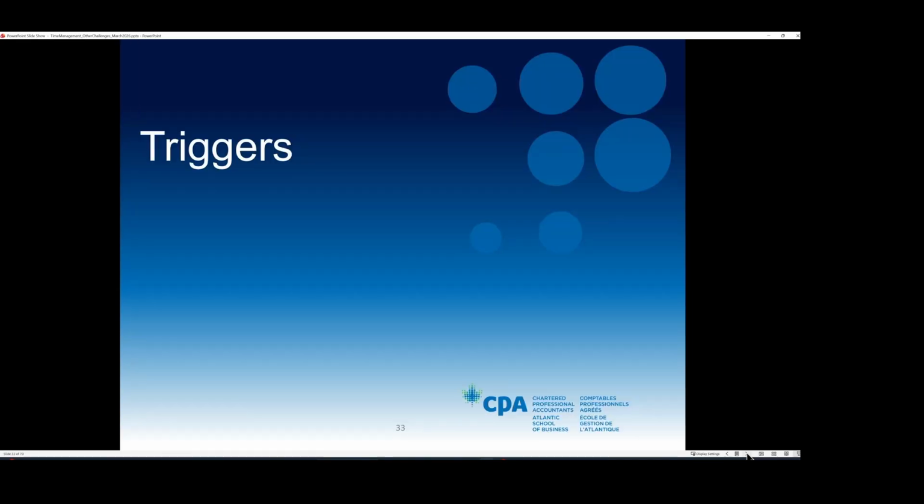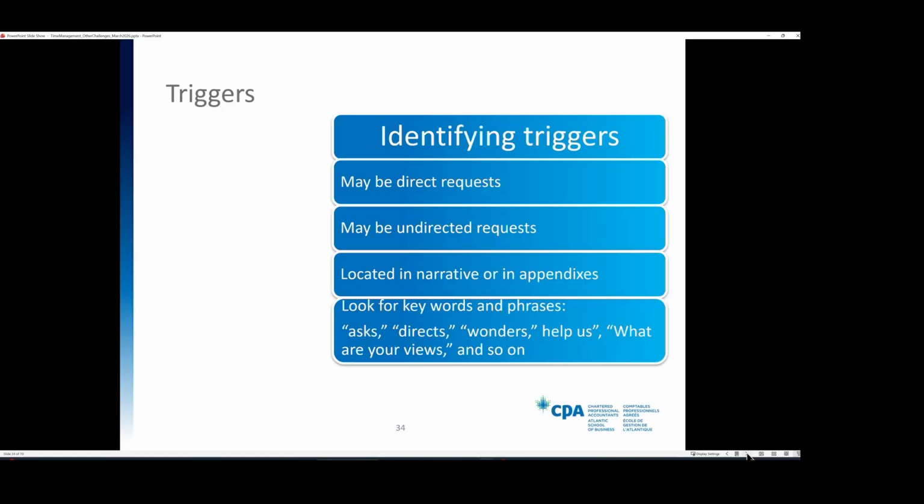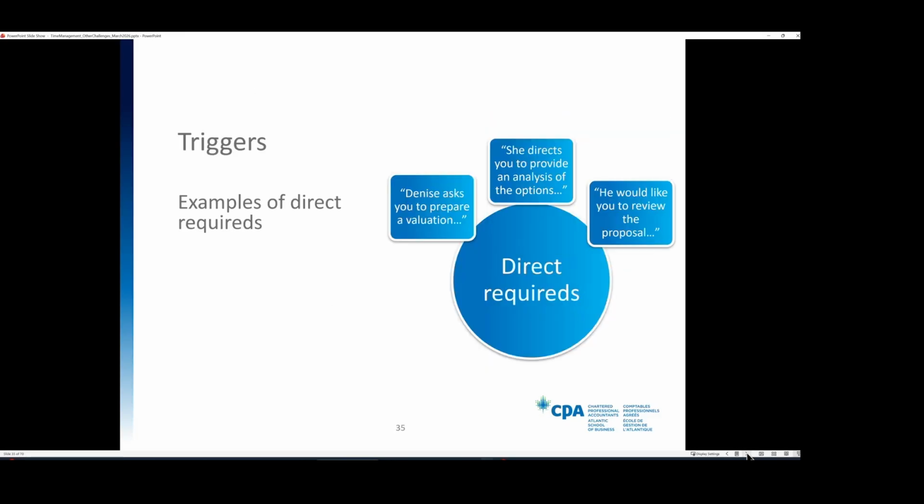Let's talk about some of the triggers that you'll see in the cases. There are direct requests, and there are indirect or undirected requests. They can be found in the narrative, and a lot of them are, but be on the lookout, as there are sometimes requests in the appendices. There are certain words to look for, such as asking you directly, wondering if you can help, or asking what your view is.